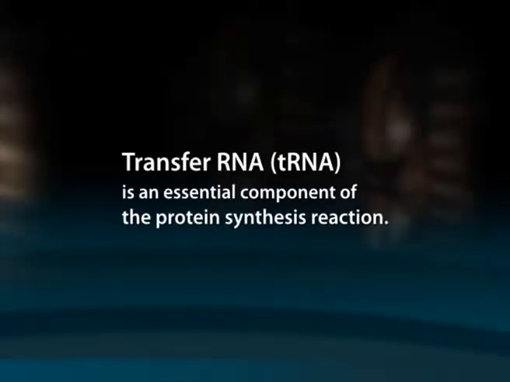Transfer RNA or tRNA is an essential component of the protein synthesis reaction. After rRNA, the second most common RNA in the cell is transfer RNA or tRNA. It constitutes about 10 to 20% of the total RNA of the cell. It is also called soluble RNA because it is too small to be precipitated by ultracentrifugation at 100,000 G. It has a molecular weight of about 25,000 to 30,000 and the sedimentation coefficient of a mature eukaryotic tRNA is 3.8S.